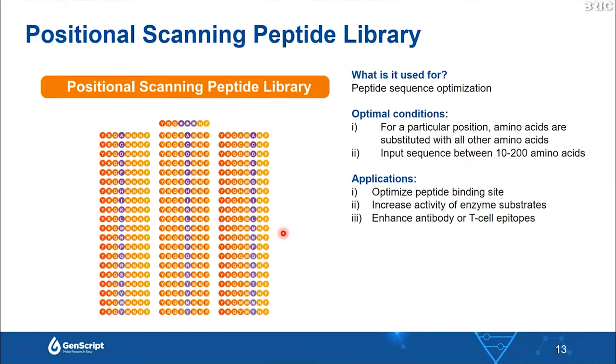So next, upon such identification of crucial residues, the positional scanning peptide library allows us to do peptide sequence optimization. For a positional scanning library, typically upon identifying a crucial residue, we can systematically mutate this residue and substitute it with all other amino acids. This is what the positional scanning peptide library is for. Usually the input sequence will be between 10 to 200 amino acids. And as mentioned, this allows us to optimize peptide binding, to enhance antibody or T cell epitopes, and also to increase the activity of enzyme substrates.